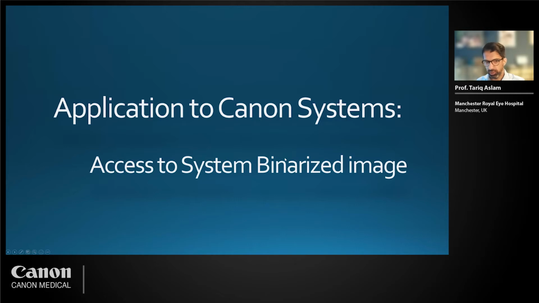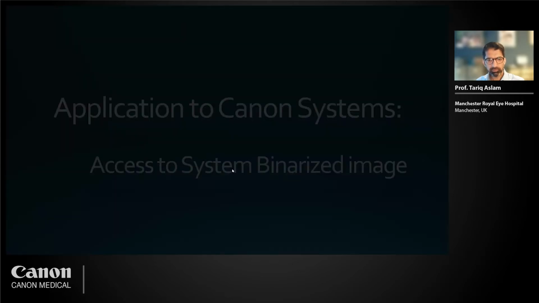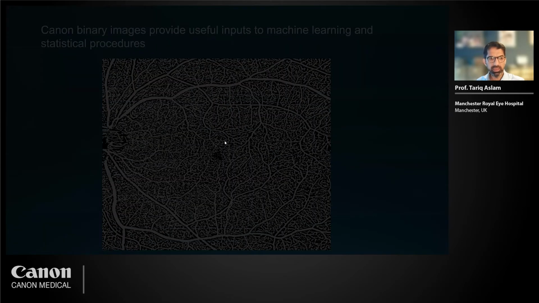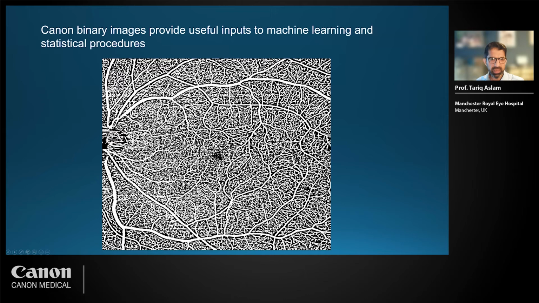The second great thing about the Canon system is that you can easily access the binarized image, which is the image where all the pixels are either 0 or the maximum level. So 0, 1 essentially. And this has been really helpful in the programming, because having access to this skeletonized image is really useful to act as a double check on my own algorithms for extracting vasculature.